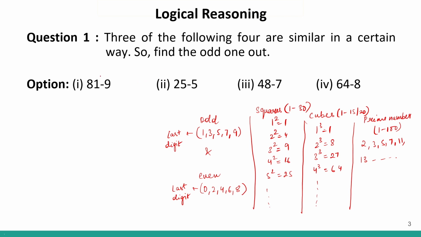Okay, so option number 1 is 81 and 9. So 81 I can see is basically 9 square. Correct? 25 and 5. 25 is basically 5 square. Similarly, 64 and 8, I can see it is basically 8 square. Only 48 is a different number. 7 square is what? 7 square is 49. So only option number 3 is different, because in the rest of the cases, the square of the second number is written as the first number. Only not in case number 3. So option number 3 will be your correct answer. Clear?